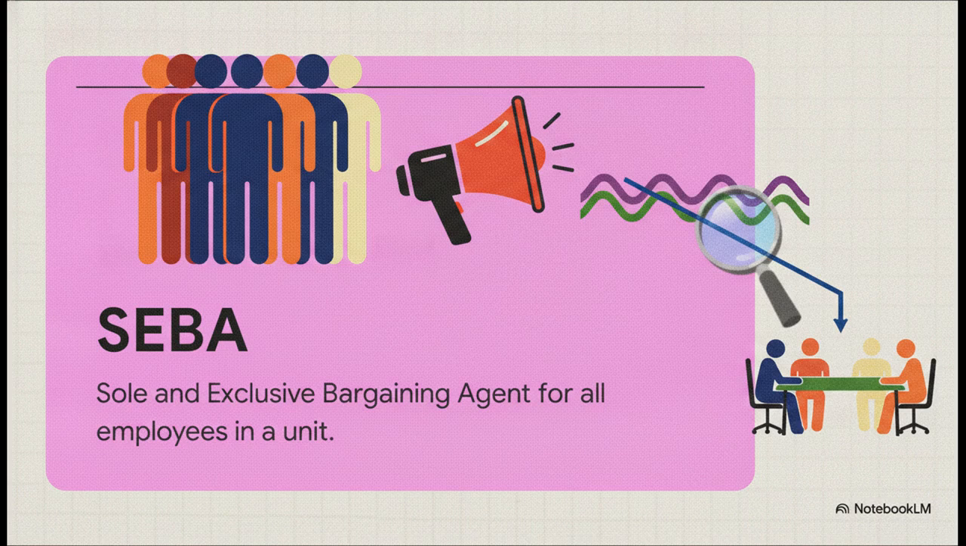They have to share a true mutuality of interest to form an effective bargaining unit. And once that unit is perfectly defined, the ultimate goal of this whole organizing phase is to designate a SEBA, the sole and exclusive bargaining agent. This is a specific, legitimate labor organization that becomes the singular unified voice for all employees in that unit when sitting across the table from management. Finding this unified voice is absolutely essential for the collective bargaining process to work.